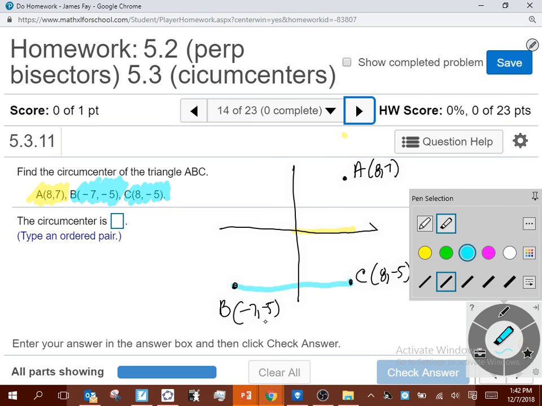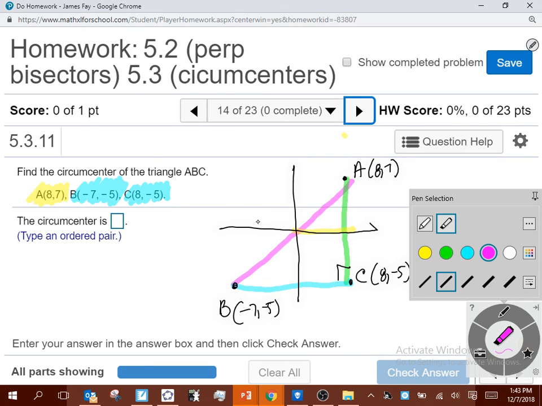If these y values are the same, what's the word we use for that? Horizontal, right? Okay, horizontal, thank you. What is this one? Vertical. Any 2 horizontal and vertical lines are always what to one another? Perpendicular.